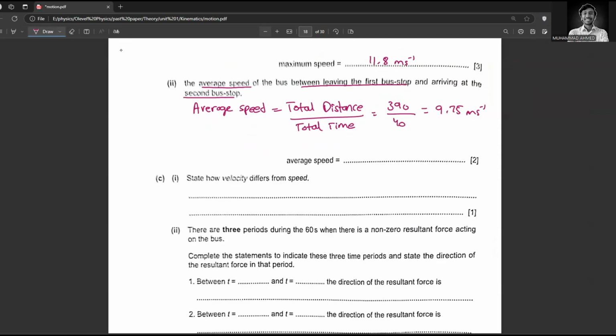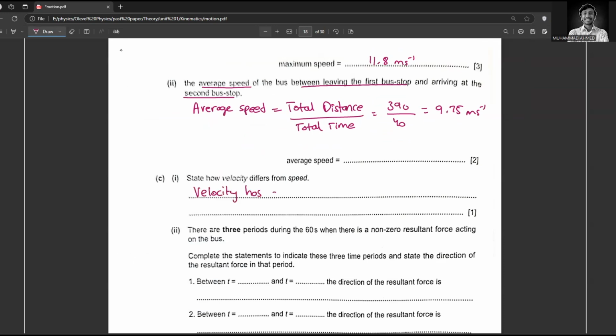Let's zoom out a bit. State how velocity differs from speed. Velocity has a magnitude and direction, whereas speed only has a magnitude.